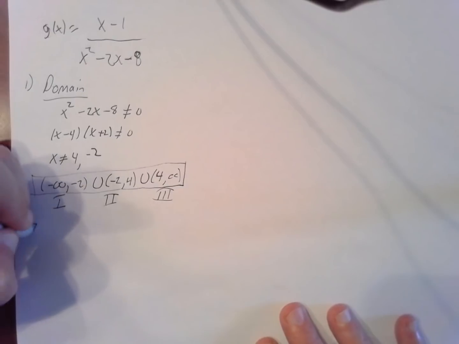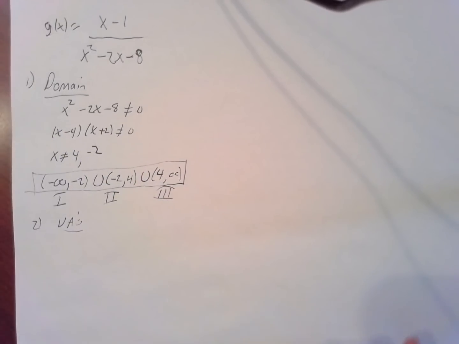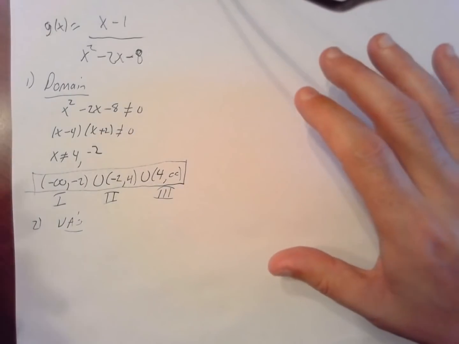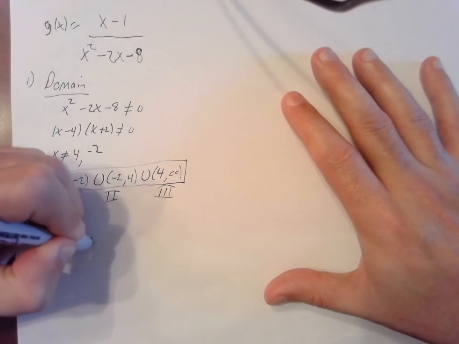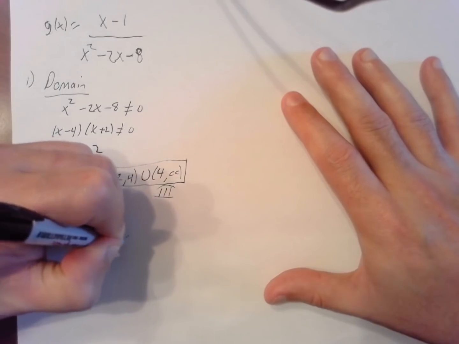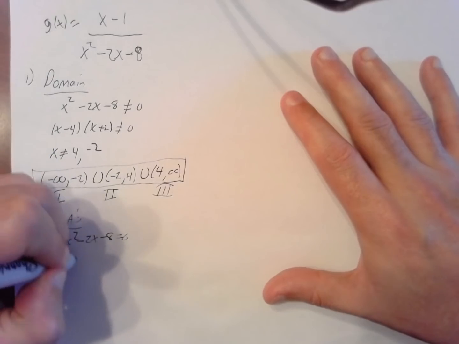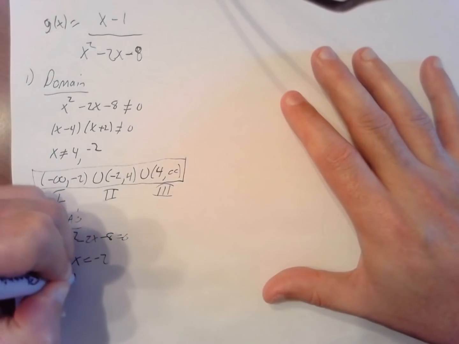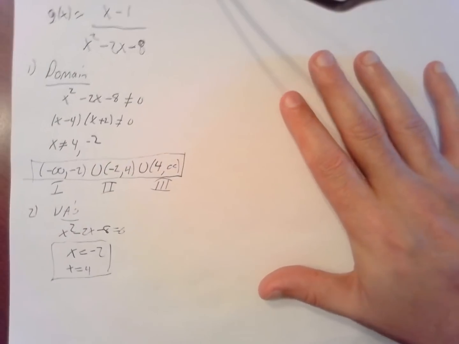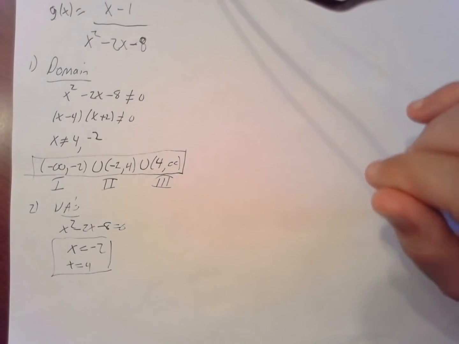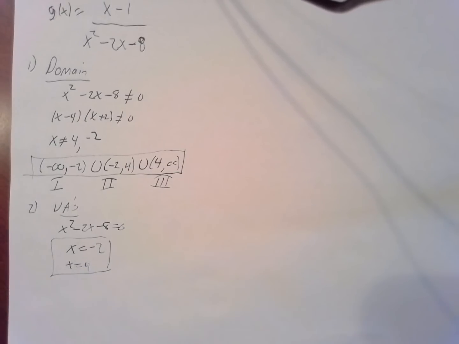Okay, next step, asymptotes. So let's find vertical asymptotes first. To do that, we take the bottom, set it equal to 0, and solve. We just did it. We get 2 answers: x equals negative 2, x equals 4. The excluded values are your vertical asymptotes. But remember, you have to write it x equals a number. If you don't write it like this, it is wrong.